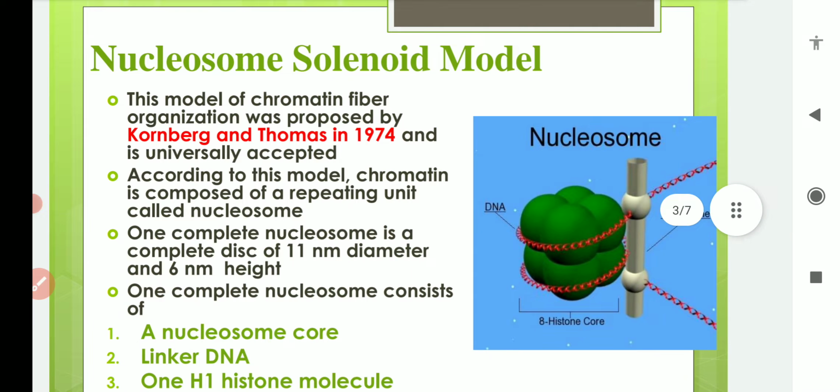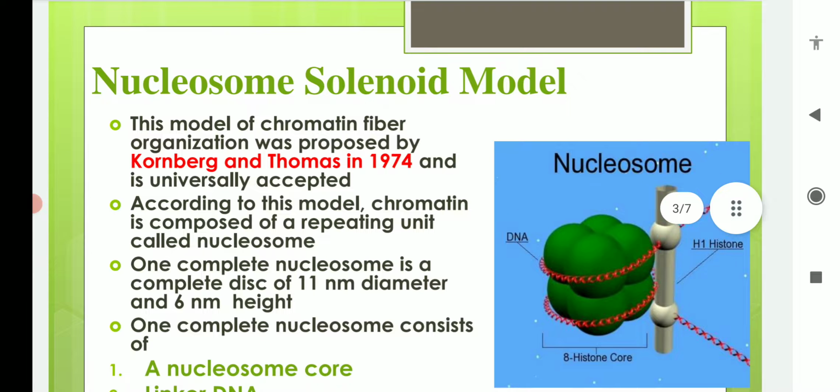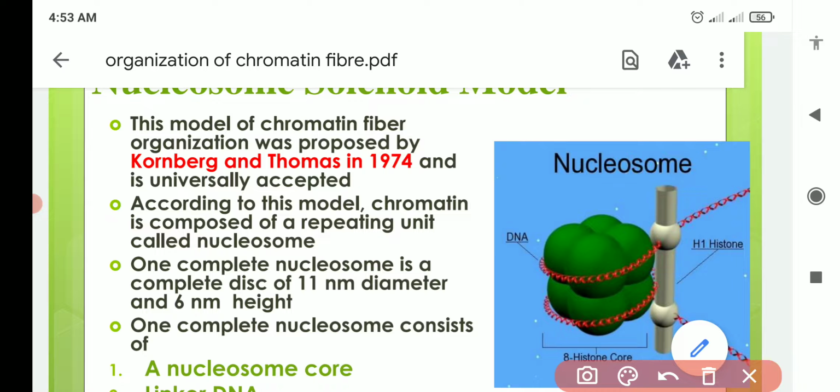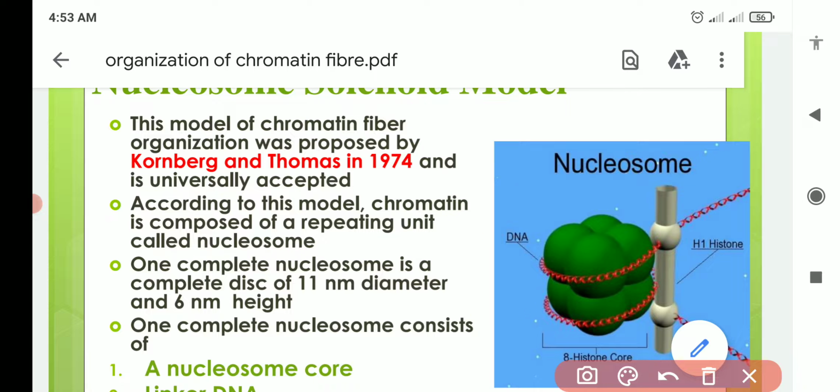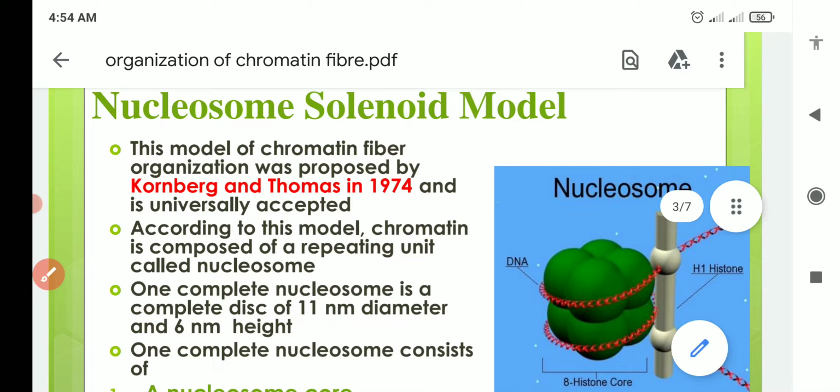So what is the nucleosome solenoid model? This model was first given by Kornberg and Thomas in 1974, and it describes how this chromatin fiber is formed, and ultimately from this chromatin fiber how the chromosomes, these X-shaped chromosomes, are formed. This model is universally accepted and it successfully describes the organization of chromatin fiber. Organization means how the different structures of this chromatin fiber are formed.